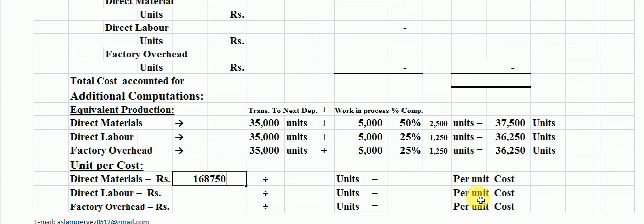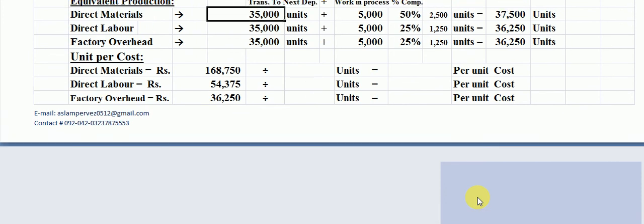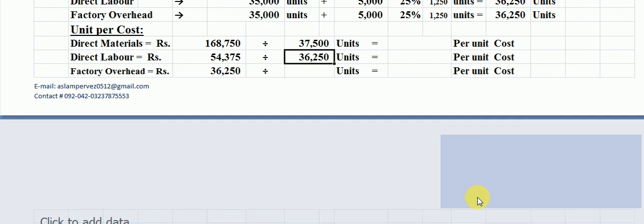1,68,750 rupees as a direct material cost. Labor cost is 54,375 rupees and the factory overhead 36,250 rupees. Now we put the equivalent production units here, which are 37,500 as a material units, 36,250 units as direct labor, and the same 36,250 units as a factory overhead.